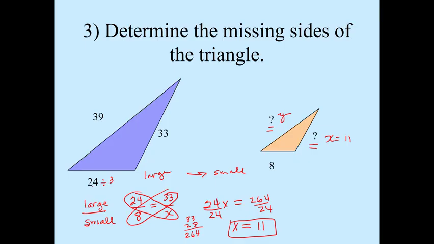Now let's check it out. 24 divided by 3 was 8. Is 33 divided by 3 11? Ooh, yay. So could I hurry and get this one? 39 divided by 3, what do we get? 13. So guess what? That worked.